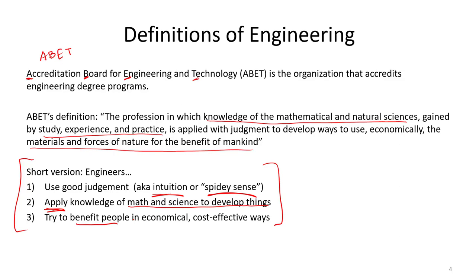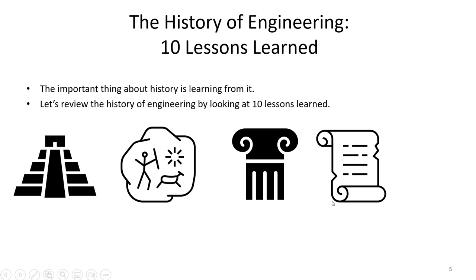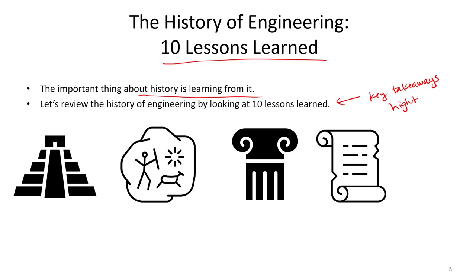So let's briefly go through and take a look at a history of engineering. In terms of history, the thing I like to do is focus on what we can learn from history. So here I've broken down our history of engineering into 10 lessons learned. Let's review the history by looking at 10 important lessons, and please notice the key takeaways are highlighted. So pay attention to those key takeaways.